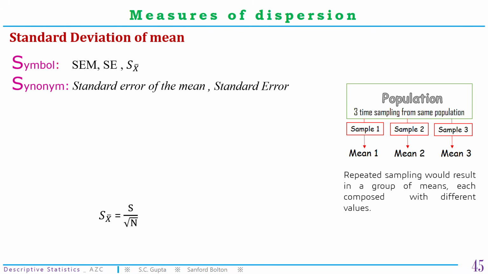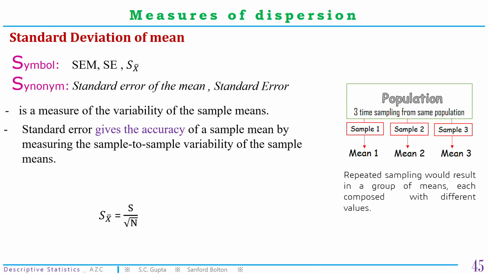Equation of standard error is equals to standard deviation upon under root of n. Standard deviation of mean is a measure of the variability of the sample means. Standard error gives the accuracy of a sample mean by measuring the sample-to-sample variability of the sample means. It is a measure of chance variation. It is not an error or mistake.